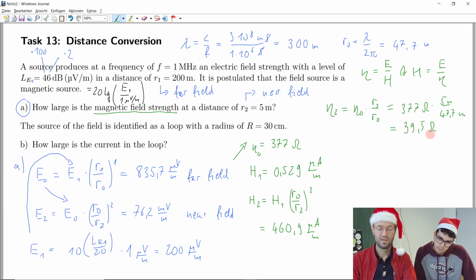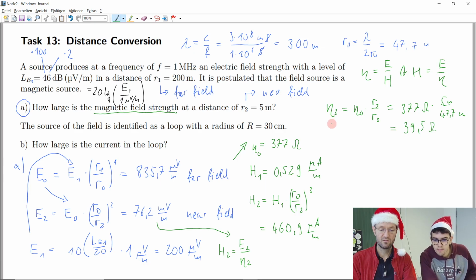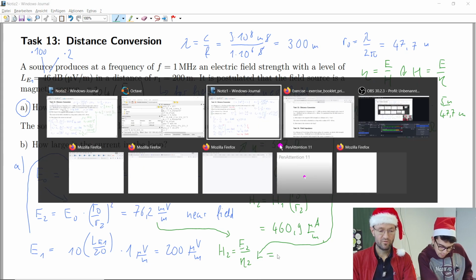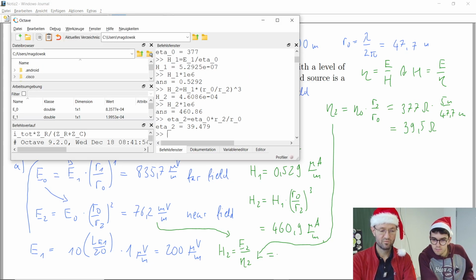39.5 ohm. And so now if we use this and say, okay, our magnetic field strength at the second distance, we also get from the electric field strength that we calculated before, right? That we calculated here. So we take this and divide by eta 0, what we calculated over here. So also take this and insert this into this formula here. And hopefully if we do this, we should get the very same result as before.